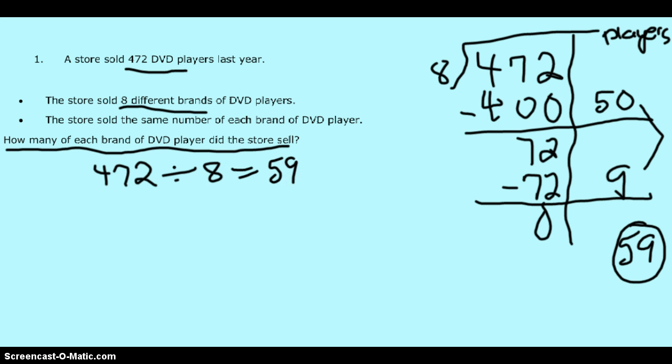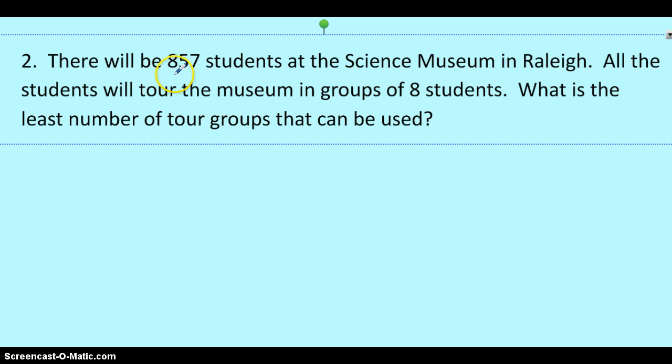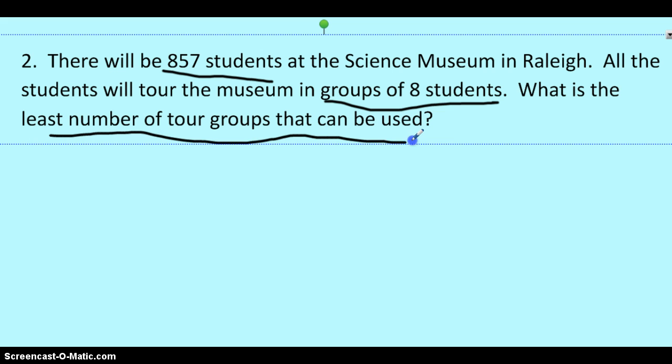Okay. All right, number 2 says there are 857 students at the Science Museum in Raleigh. All the students would tour the museum in groups of 8. So we know the groups, we know the total number of students. What is the least number of tour groups that can be used? So we know how many are in each group, so we are looking for the total number of groups it will take for all 857 students.